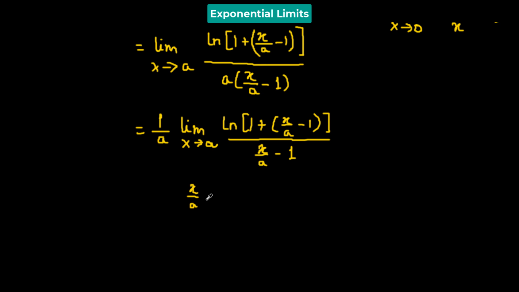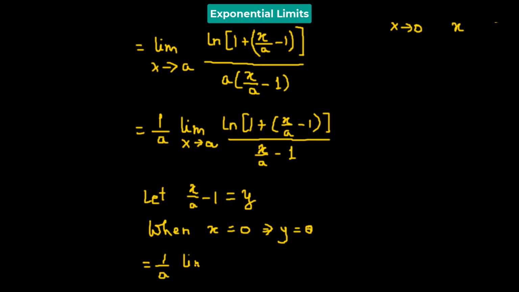Let me rewrite it. Let x over a minus 1 be equivalent to y, so this is an assumption, such that when x is equal to a, it implies y is equal to 0. So we get 1 over a, limit y approaching 0.